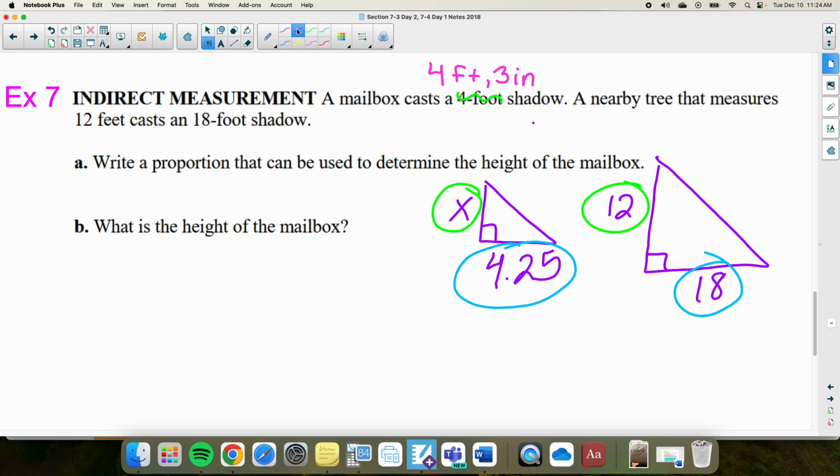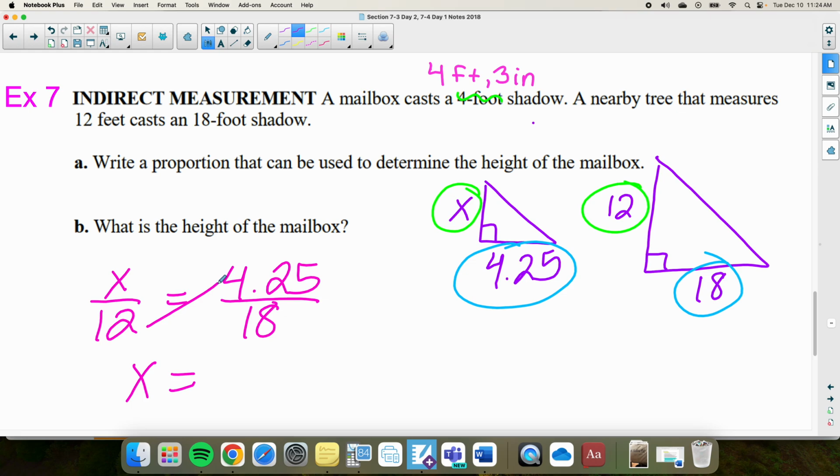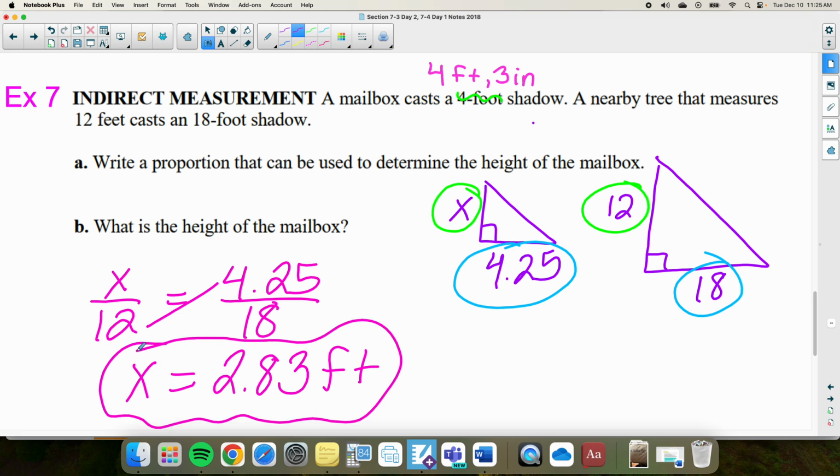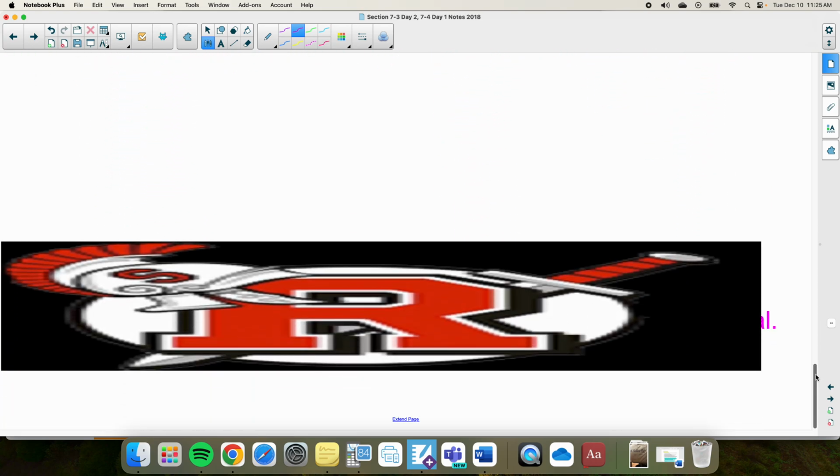So I'm gonna go X over 12 equals 4.25 over 18. So you're gonna multiply these two and divide by 18. 2.8333. I'm just making sure that's right. Did anyone else get that? Yep. Okay, and that is in feet. All right, so that is the first part of what we're doing today, okay?